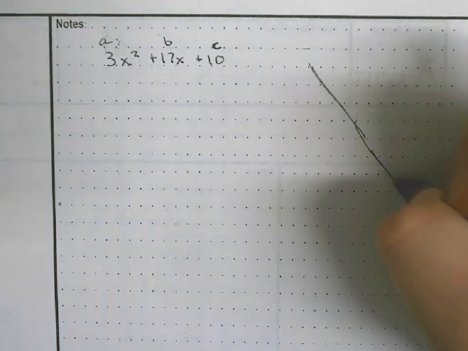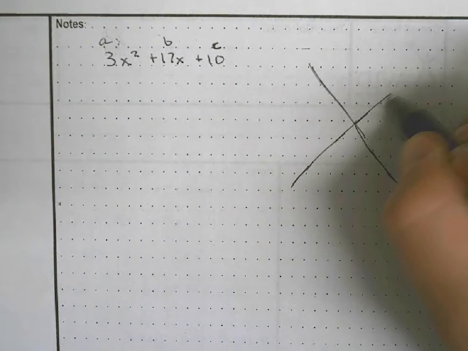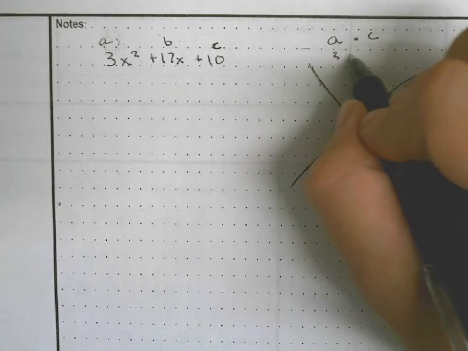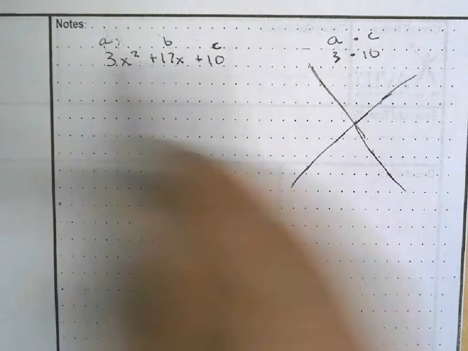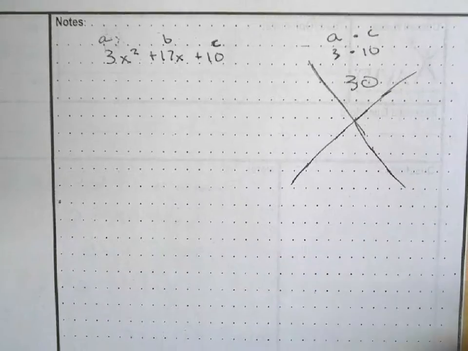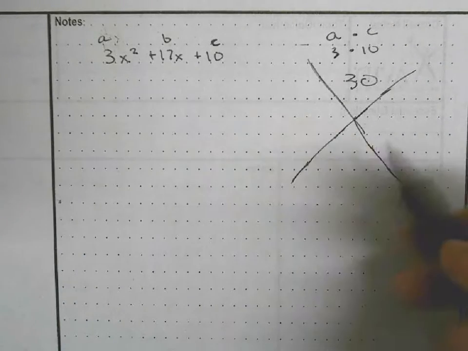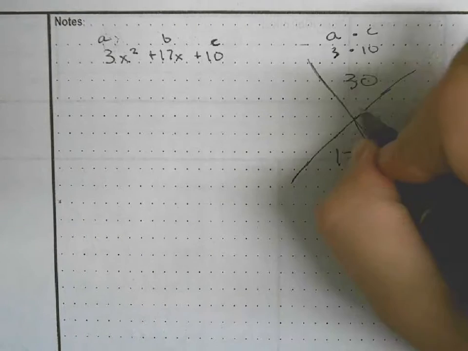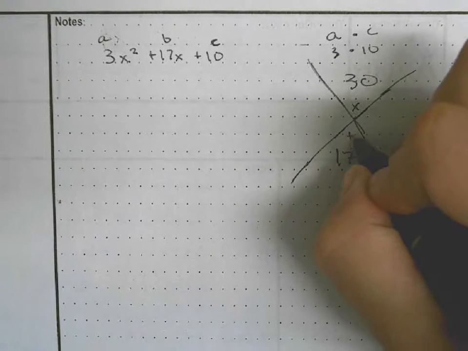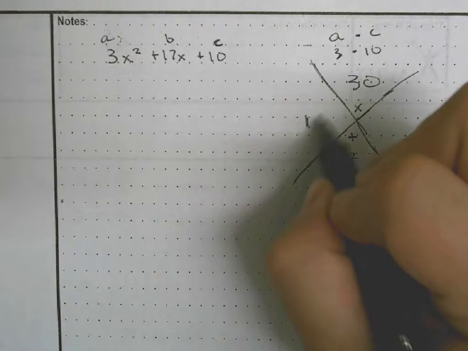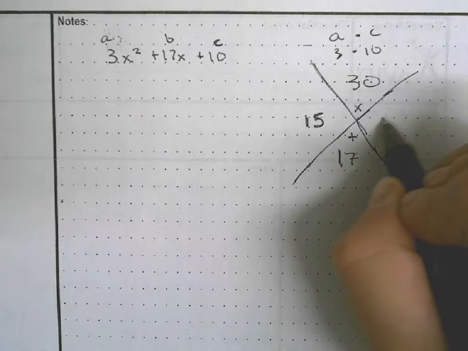Now I can come over here. I'm going to use my AC method. If I do A times C up in this box, I'm going to go 3 times 10. A is 3, C is 10. 3 times 10 is 30. So I put that in that zone right there. In my bottom zone, I will put the 17. And the idea is what can multiply to 30 and add to 17. So we rack our brains, and I end up with 15 and 2.